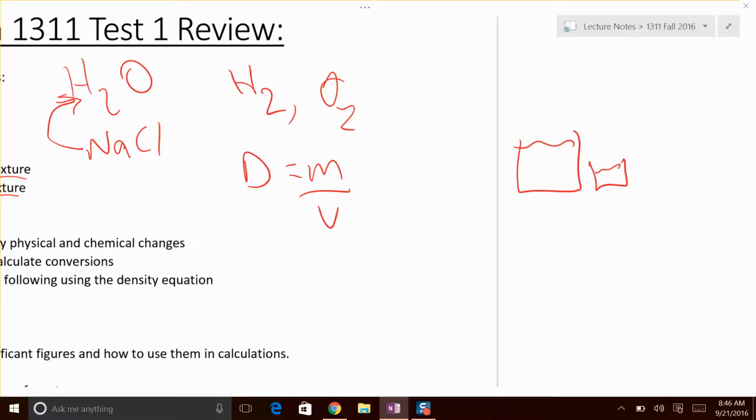Mass is an extrinsic property. It is dependent on the amount. Mass changes with the amount. Volume changes with the amount. So those are extrinsic properties. Density is an intrinsic property. Concentrations are all intrinsic. Concentration units would all be intrinsic.